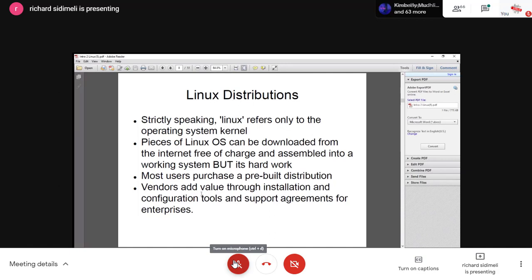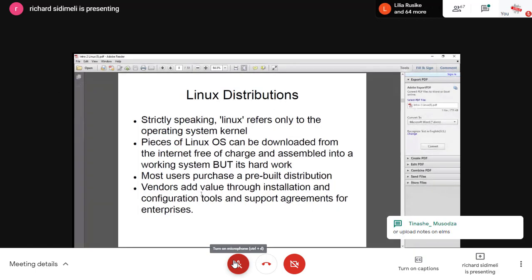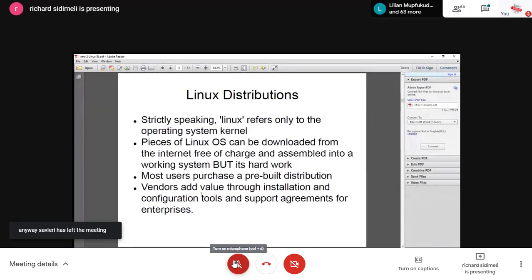Most users purchase a pre-built distribution. I can tell you that at the University of Zimbabwe, we always download the best one and keep it around. If you want, you can get a new one. But of course, when you want the latest, you have to go on the internet, download it, and then burn it onto a CD or DVD, and then go ahead and use it.